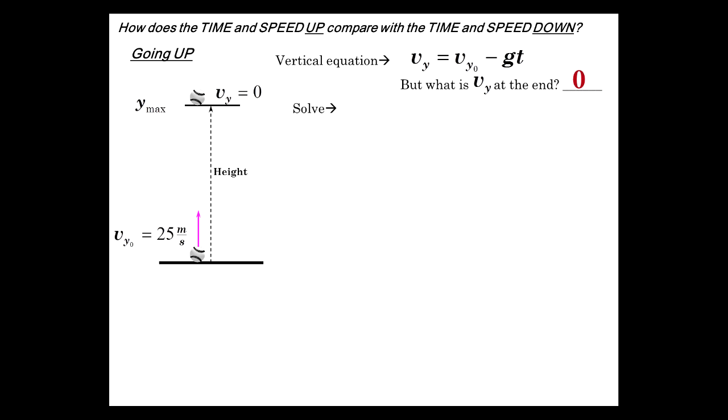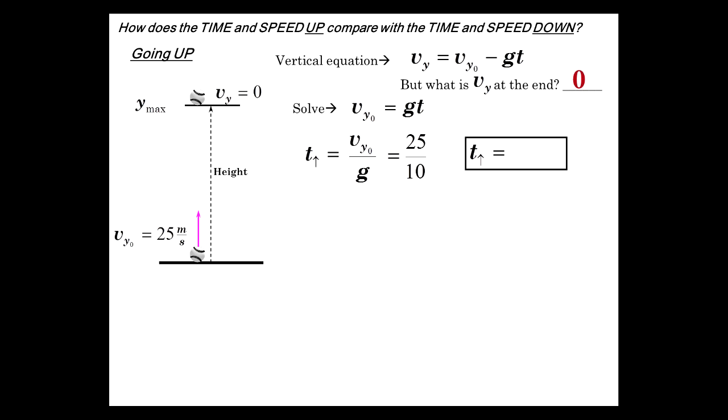So let's solve it. So we know that the time we're looking for is when this is 0. So that's what we're going to solve. Vy0 equals gt. T, I'd use the subscript up arrow, T up, equals Vy0 over g, and it's very simple to plug and chug now. 25 over 10, T up is 2.5 seconds. Now we know the time to the top.